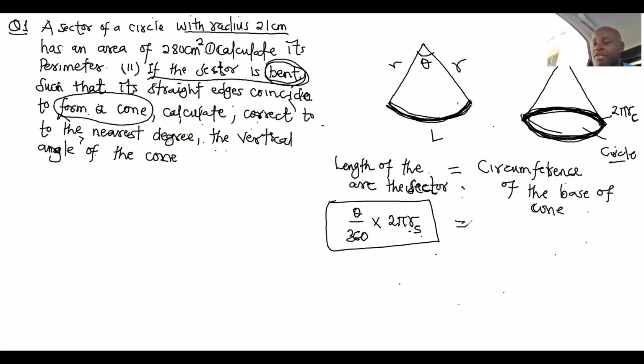But the circumference of the base of the cone is 2 pi r, because the base of the cone is a circle, and the circumference or perimeter of a circle is 2 pi r. Where r is the radius of the cone. So I will call Rc the radius of the cone, and Rs the radius of the sector.